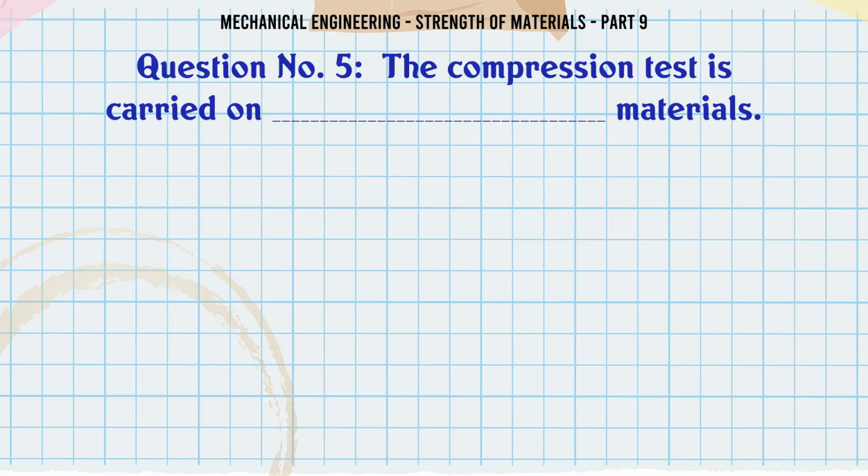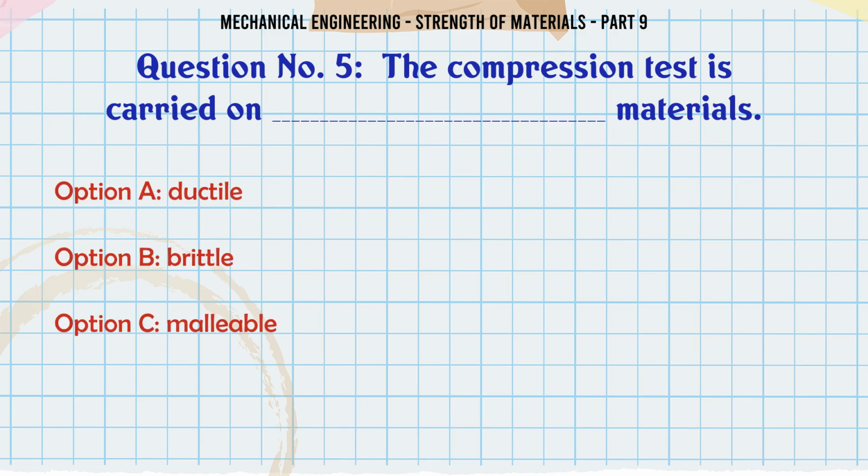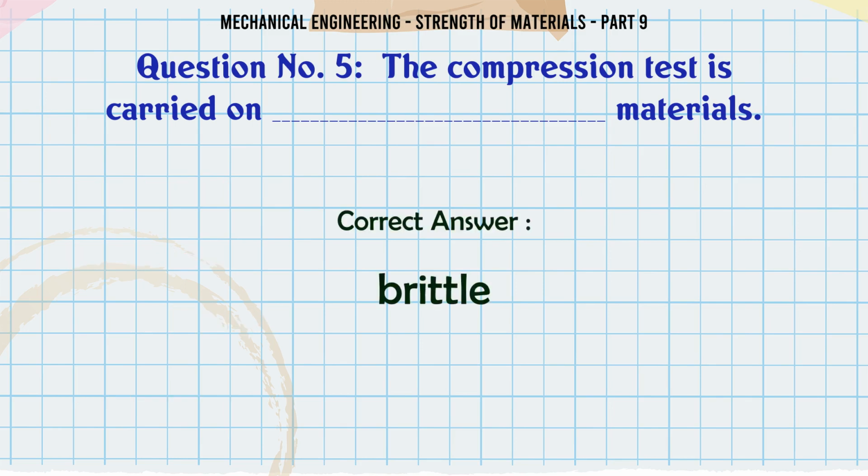The compression test is carried on materials: A. Ductile, B. Brittle, C. Malleable, D. Plastic. The correct answer is brittle.